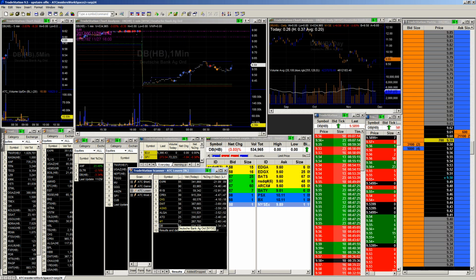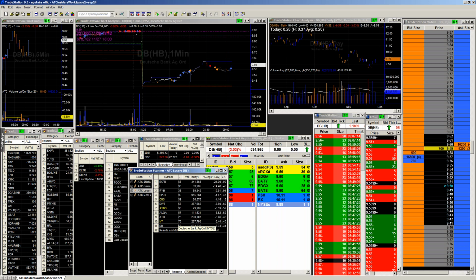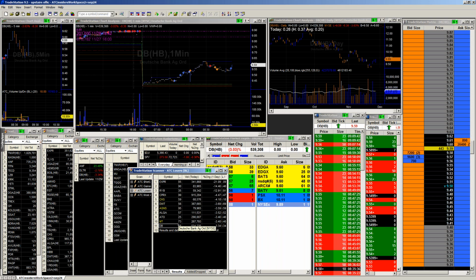Now, DB, my biggest problem with this is the fact that it doesn't move. I mean, it moves 20 cents on average. This is just not a stock I could ever focus on. Now, can it move? Is it possible? Anything in DB, some news to the downside? But unfortunately, it just doesn't. There's just nothing you could do with it.